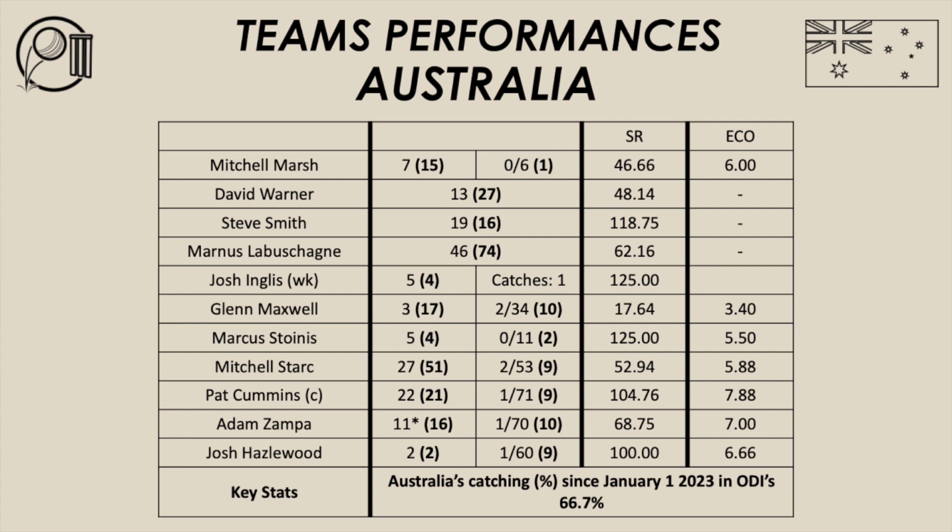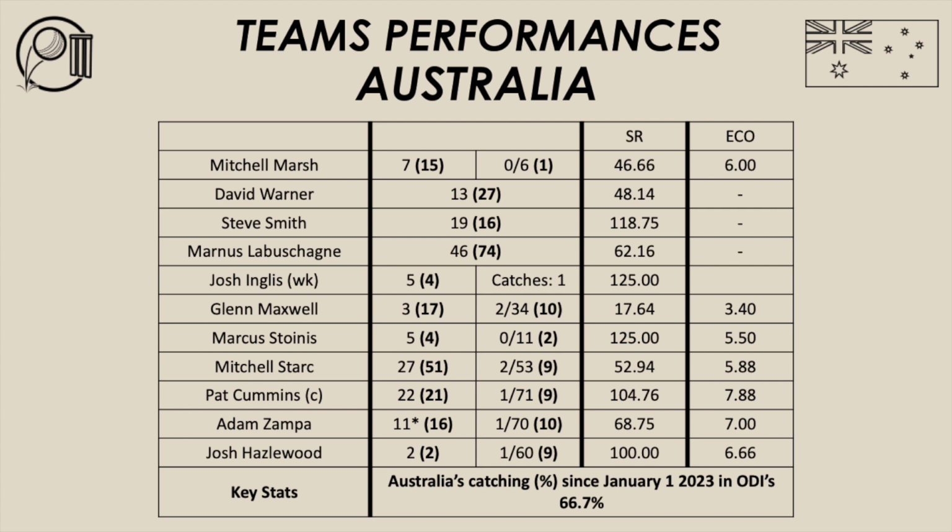57.1% is the lowest catching percentage of any team in this year's Cricket World Cup. So that's pretty alarming for Australia to be on the bottom of the list when it comes to catching efficiency in this Cricket World Cup. Out of all the 10 teams, Australia have the lowest percentage.